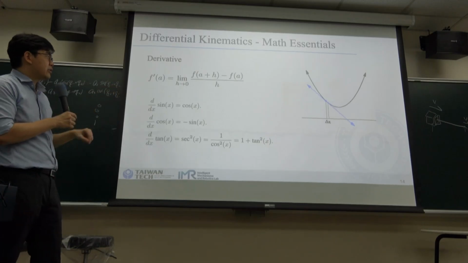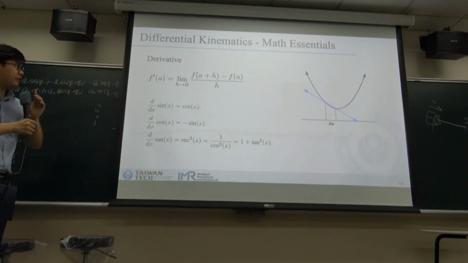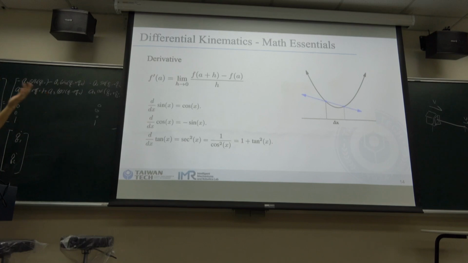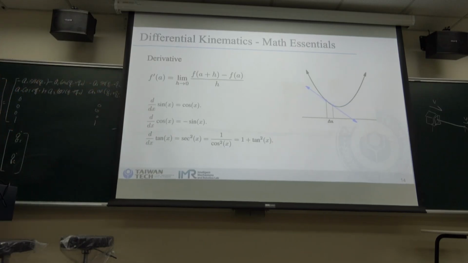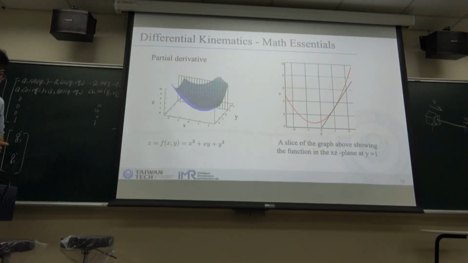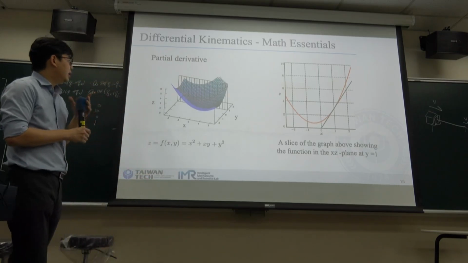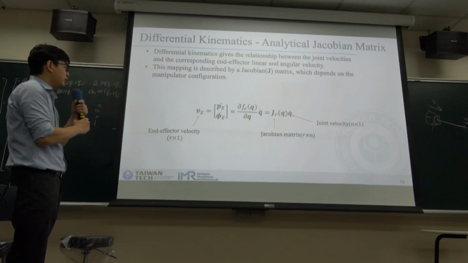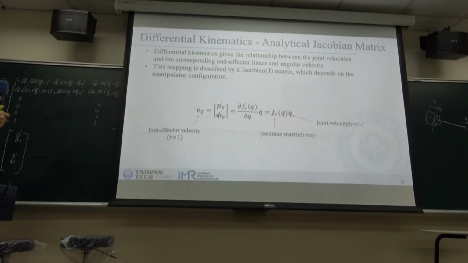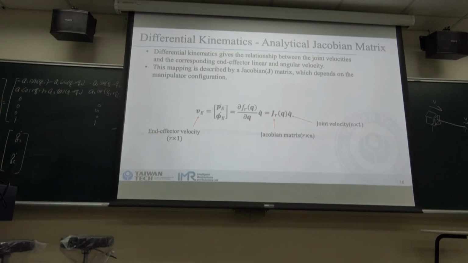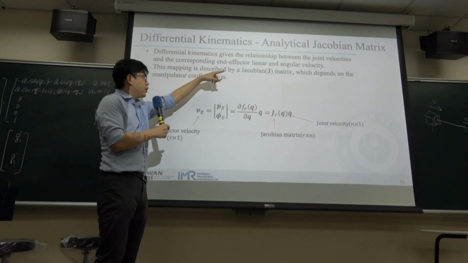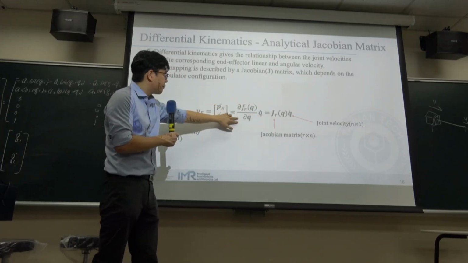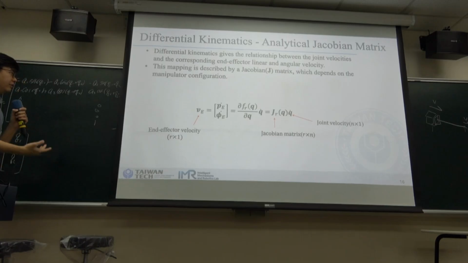What will be mainly focused on is the analytical Jacobian. So this is the derivative. I hope you still remember how to do the derivative from your calculus class. But here it is very simple derivatives. So these are like partial derivatives. I think we will come back later after we introduce the analytical Jacobians. So the differential kinematics is the relationship between the joint velocity and the corresponding end vector linear and angular velocity. The mapping is described by a Jacobian matrix, which depends on the manipulator configurations.